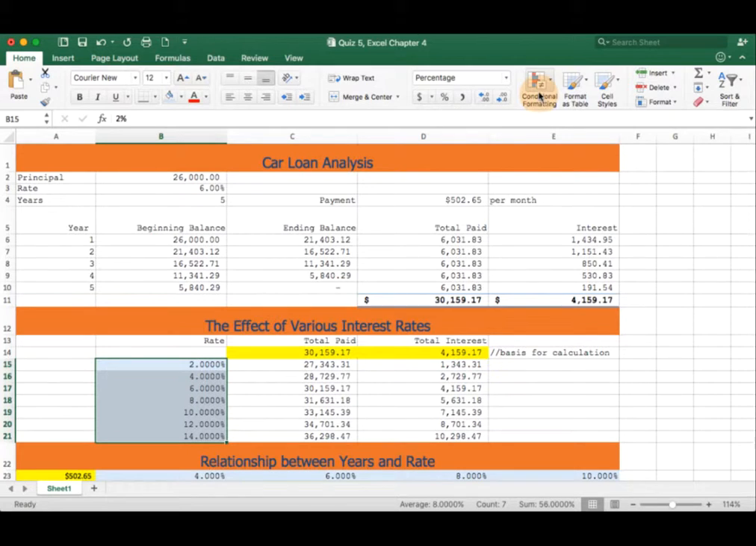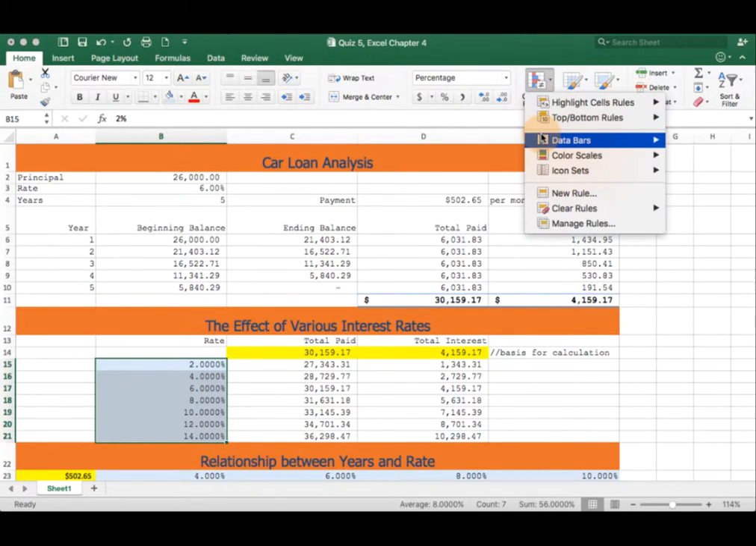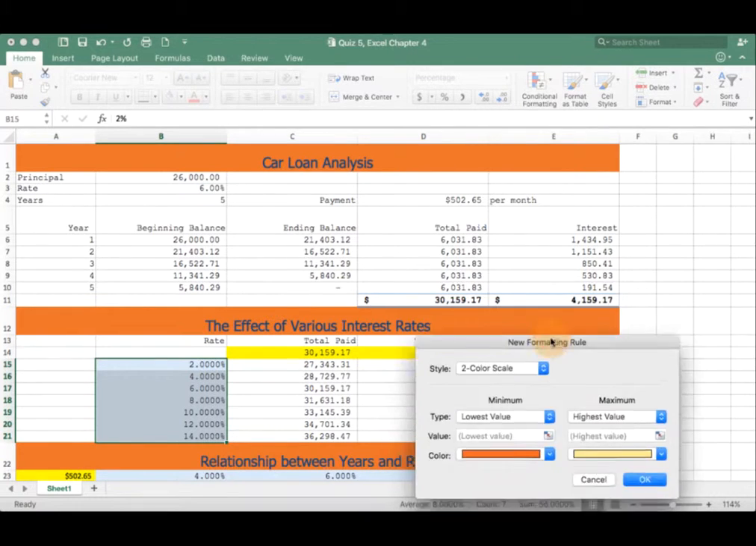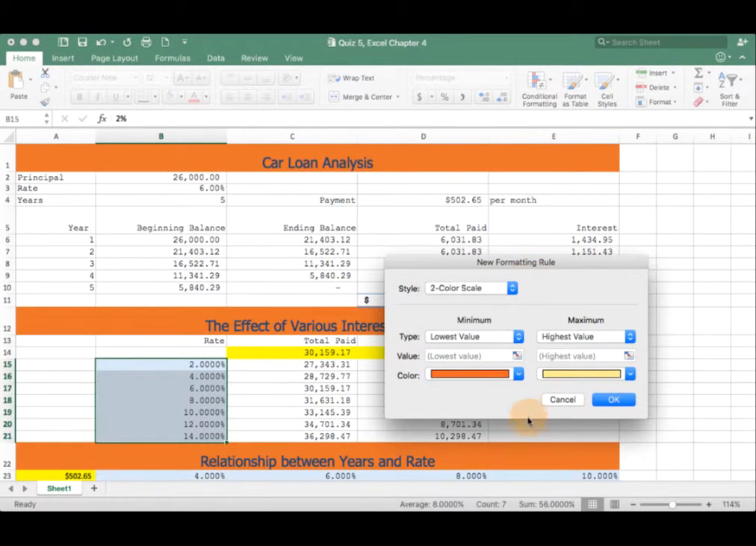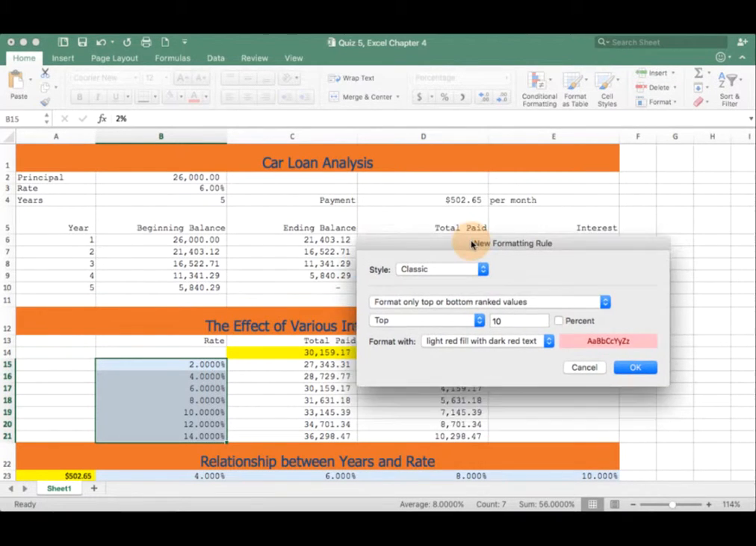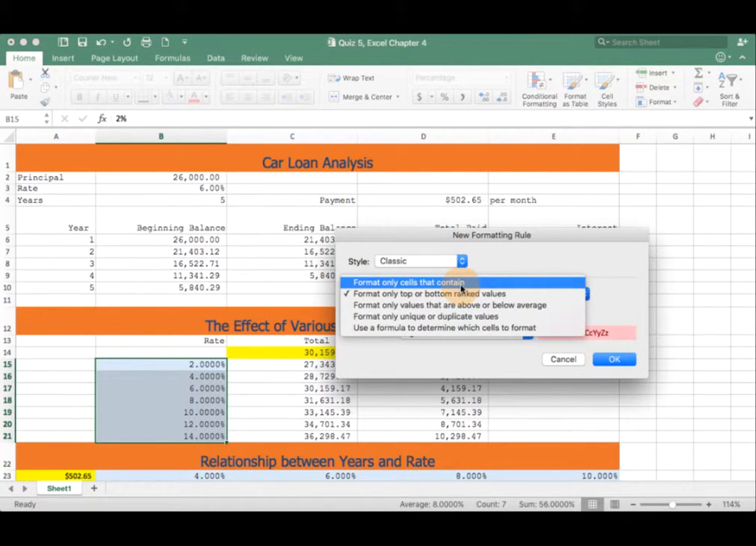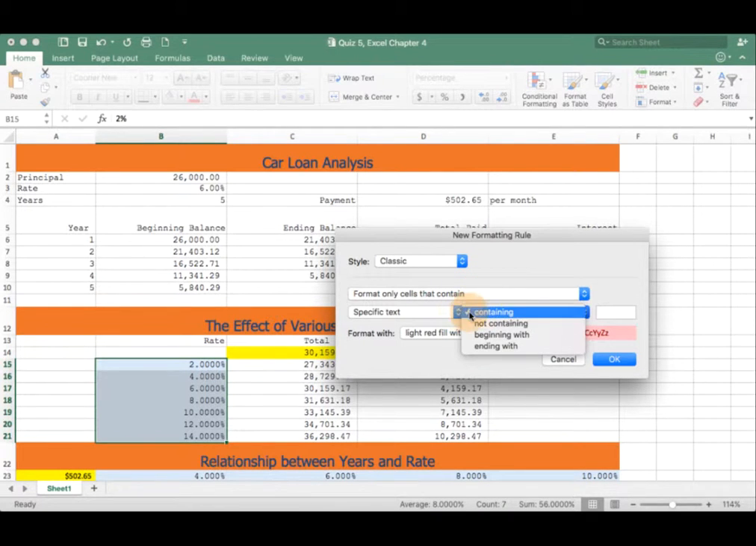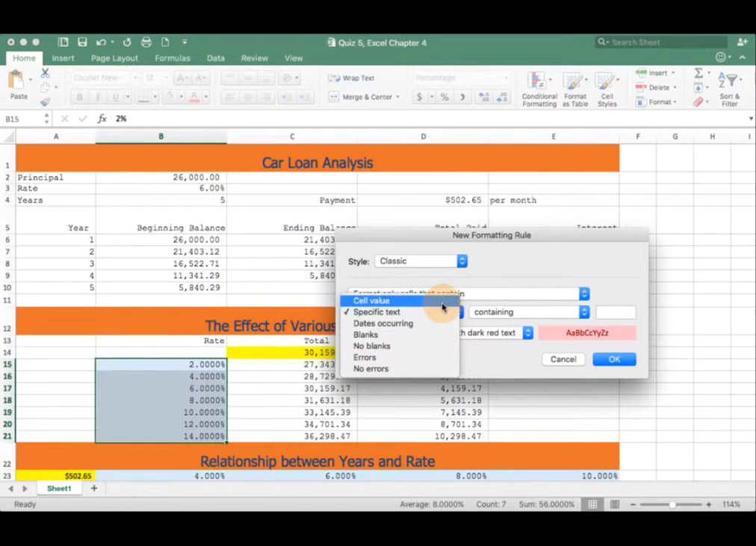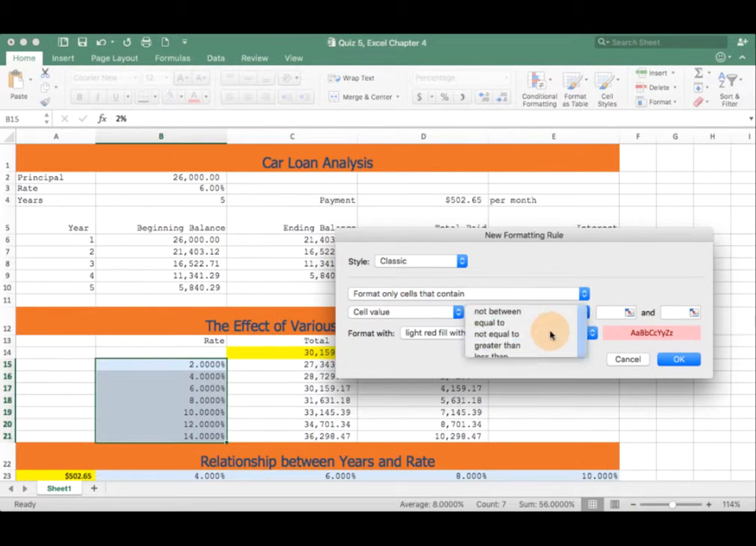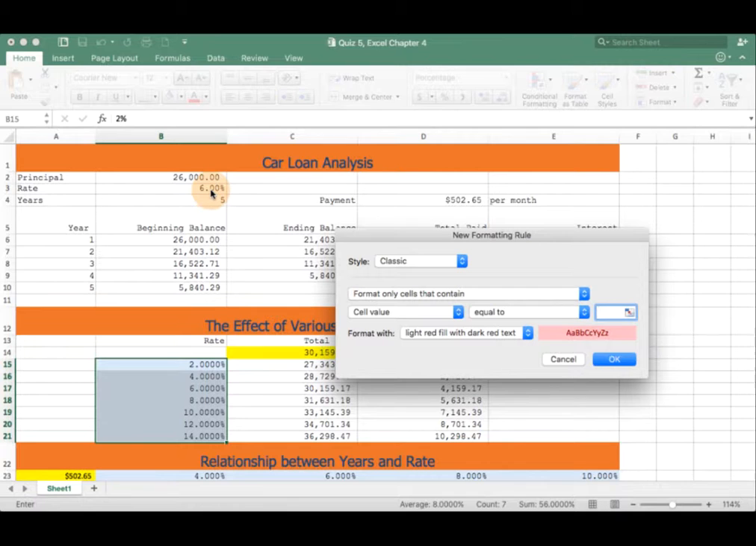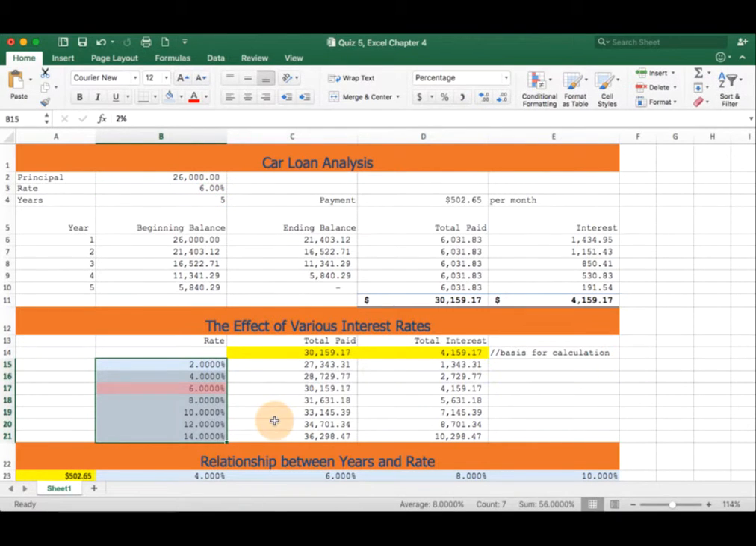So go here, conditional formatting, create a new rule. Let's select classic here. Then here is format only cells that contain, cell value equal to this. You see, as soon as you click OK, this value became highlighted automatically.